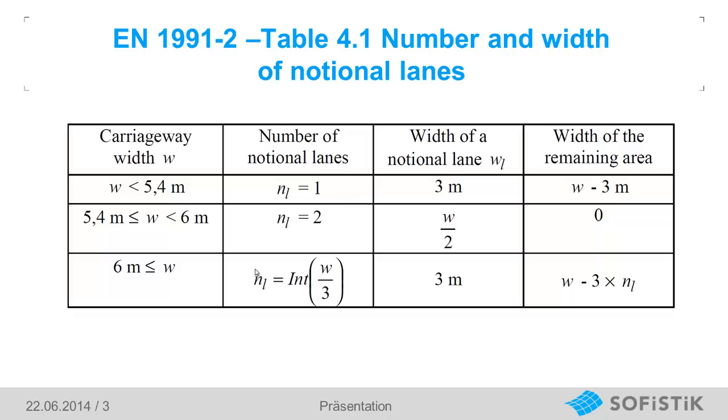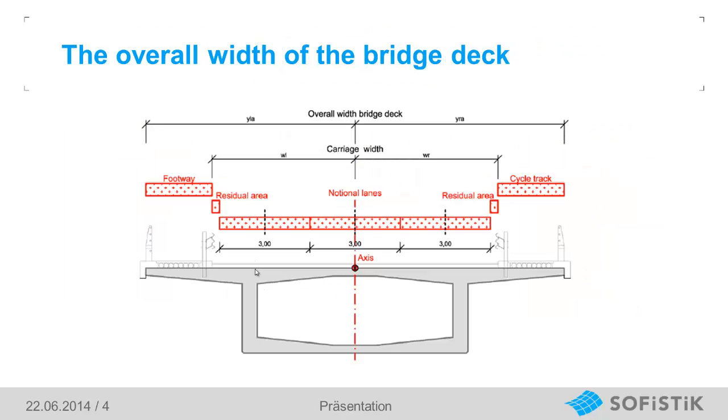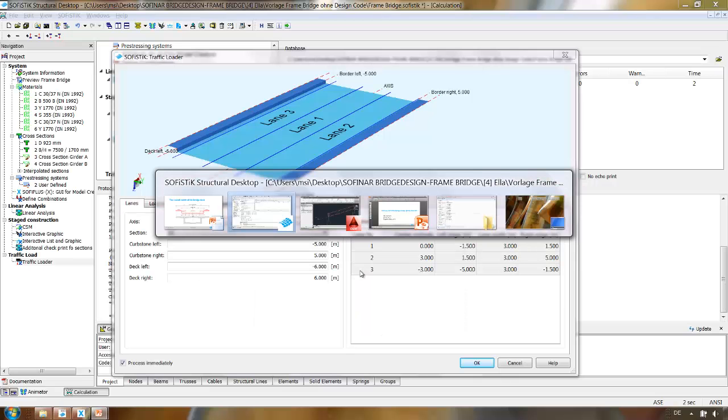What is also important is that we have a subdivision of the overall width of the bridge deck. So we have notional lanes, and the lane according to the Eurocode always has a width of 3 meters. You can also see that we have residual areas and also a footway or a cycle track, so the pedestrian areas. Then we go back to SSD again to the task.